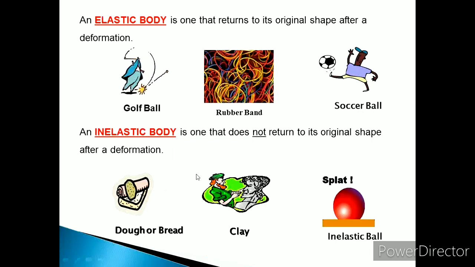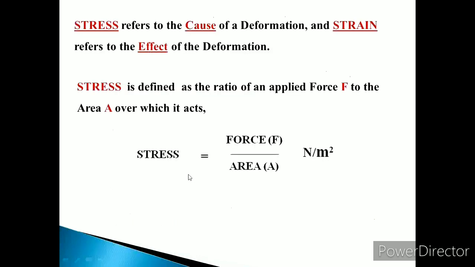Okay. Based on the material, we are classifying materials into two: one is elastic, another one is inelastic. Okay. These elastic and inelastic properties are explained on the basis of some important physical parameters, known as stress and strain. What is meant by stress? What is meant by strain? Okay.